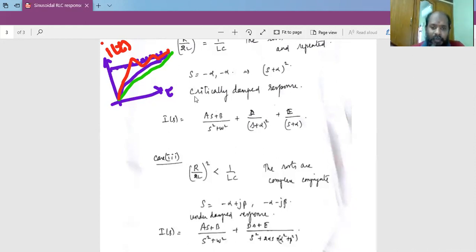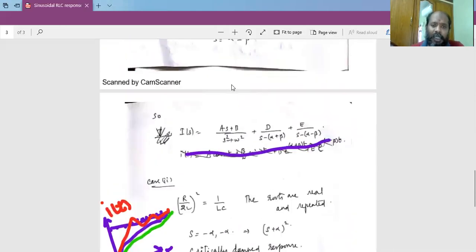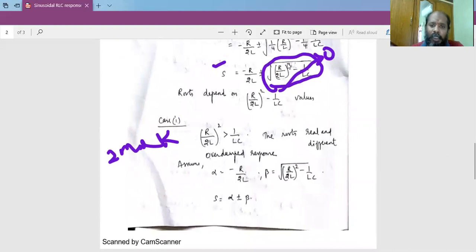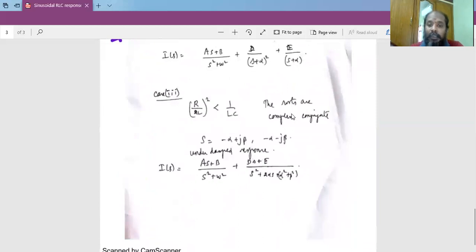The third case we will see now. The third case is this condition, where this factor r by 2l the whole square will be less than 1 by LC. For example, this is 2 and this is 5, so you will get minus 3. The square root of any negative term will end with a complex term. So the roots are complex conjugate. It will be minus alpha plus j beta, minus alpha minus j beta.